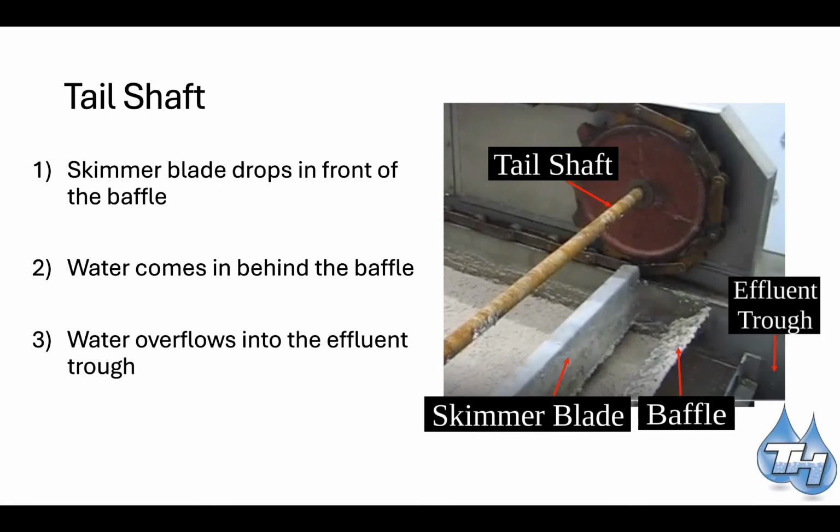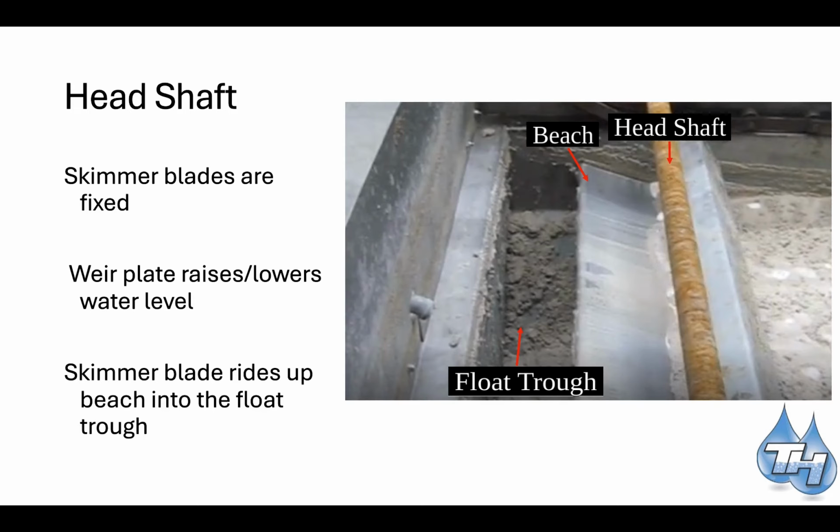Now here is the head shaft. In that rectangular picture of the float tank, this is on the left-hand side. This is the head shaft, where the skimmer blades scrape the waste off the beach. The skimmer blades are fixed. The weir plate raises and lowers the water level. The skimmer blade rises up the beach and into the float trough, and this is where things are taken away.